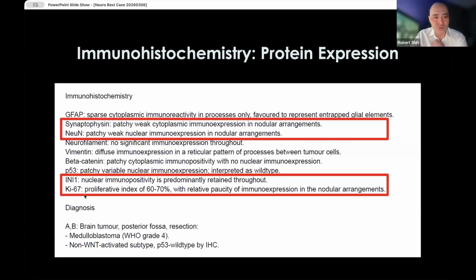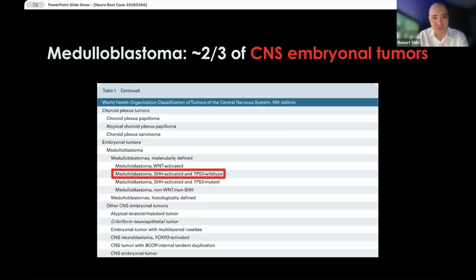We also expect it to retain INI1 expression, because if it had lost INI1 expression, we'd be thinking about a different embryonal tumor, ATRT. And with a lot of these embryonal tumors, we expect a pretty high Ki67, as we see in this case, because of very high mitotic activity. So the diagnosis, just based off H&E and IHC, immunohistochemistry, was a medulloblastoma. And specifically, they say it's a non-Wnt activated type. We'll go more into this in a little bit, and they'll specify exactly what was activated in this particular medulloblastoma.